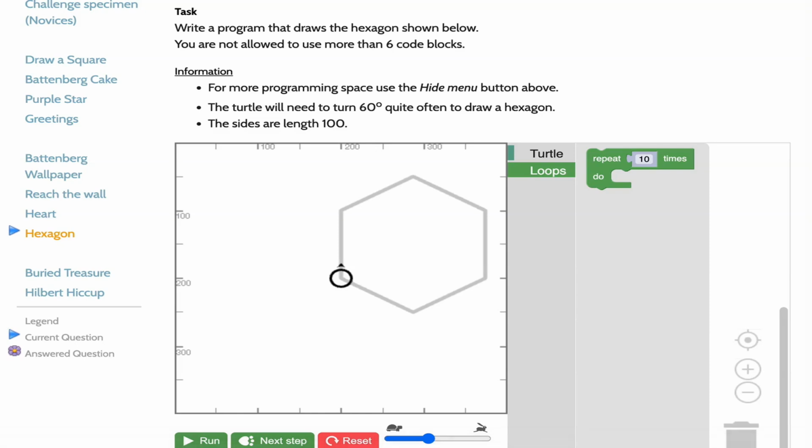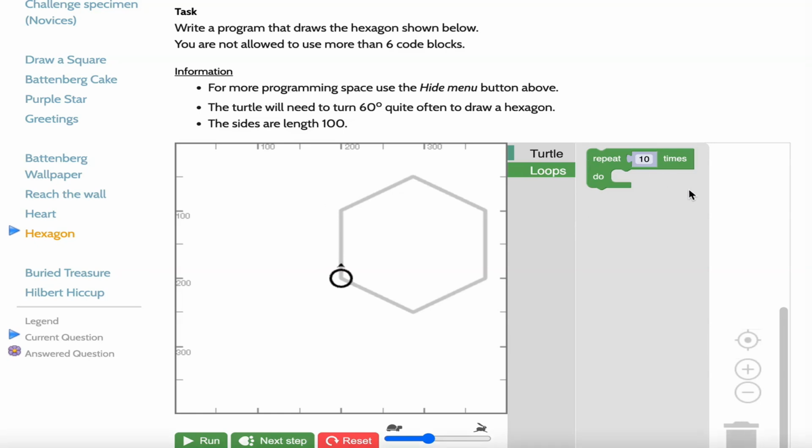Now, we know that the sides are a length 100. What this means is that when we move forward with the turtle, each time we move forward, we're going to be moving forward by 100. This again is another piece of code that we are going to repeat. So we understand that 60 is going to be repeated at some point and 100 is going to be repeated at some point. We also understand that we're going to be repeating a certain number of times. Now in this case, because we know that this is a hexagon and a hexagon has 6 sides, we will be repeating drawing each side of length 100 6 times.